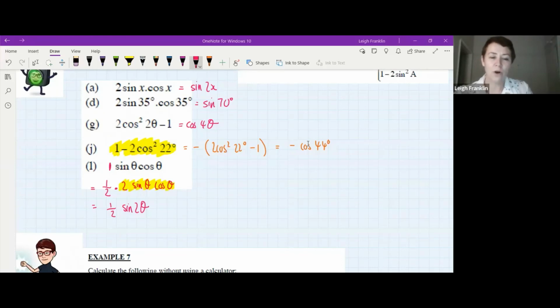Cool. So yes, Kamisile, the whole trick to this is rewriting or manipulating 1. It's rewriting 1 as a half times 2, because then we've got our sine double angle identity. So that becomes this over here, and then we just need to bring the half down and multiply it by a half.